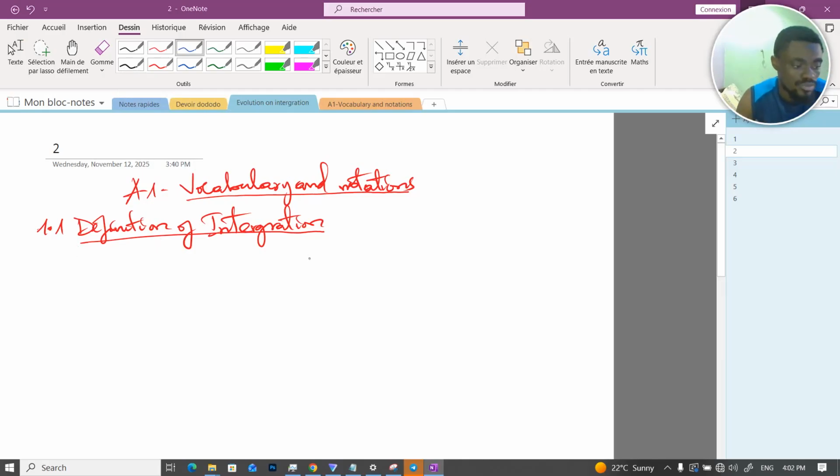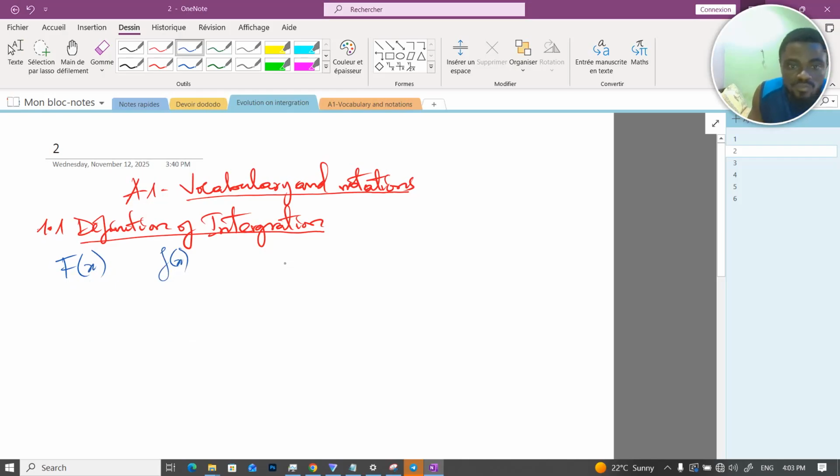So to be very simple, in my way of defining integration, I would say integration is simply the process of finding a function, capital F of x, from its derived function, small f of x.